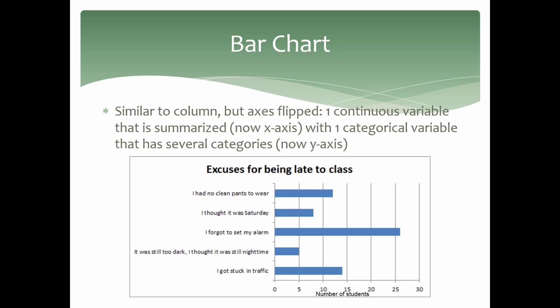And then here's a bar chart. This is very much like a column chart, but now they've flipped it over on the side. And so the continuous variable goes on the x-axis now, with one categorical variable that has several categories that are shown on the y-axis. So taking a look at this example, there are many different reasons for being late to class. Now, what's incredible about this graph is that so many people had no clean pants to wear. That's a little concerning, but I suppose life does happen.